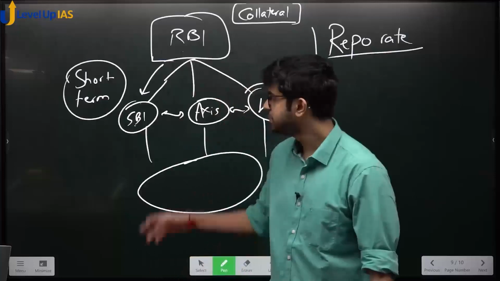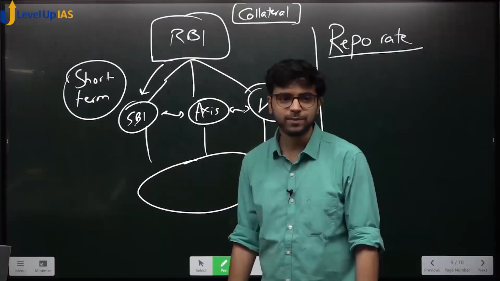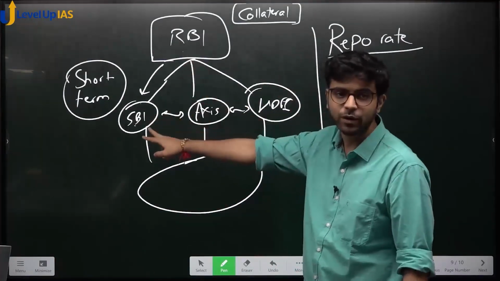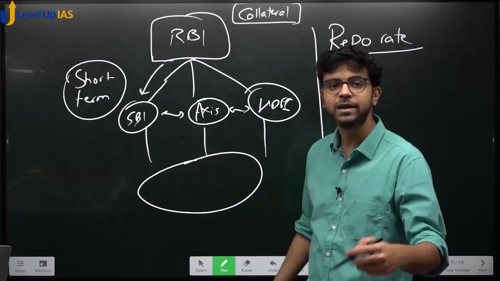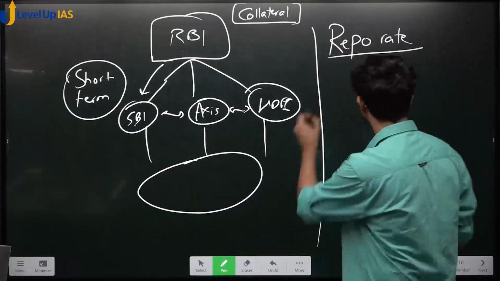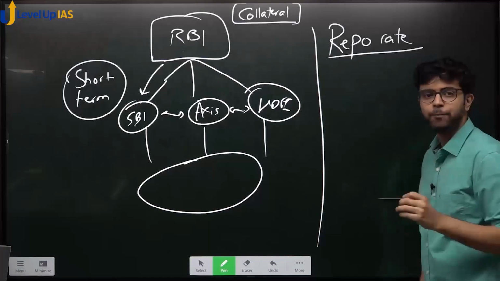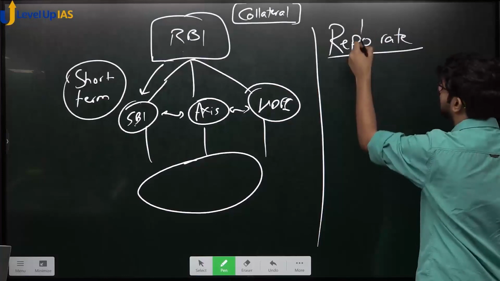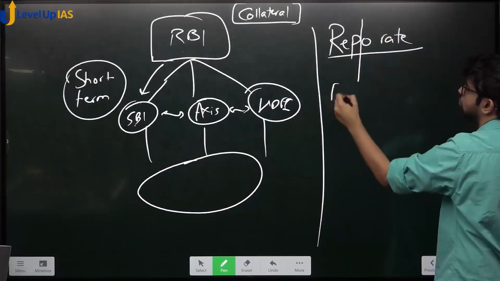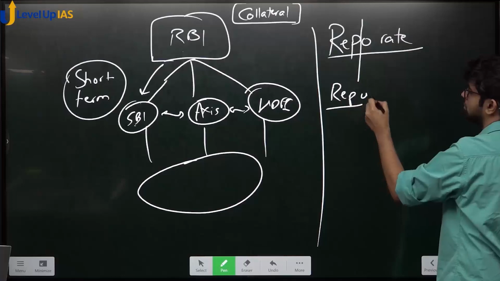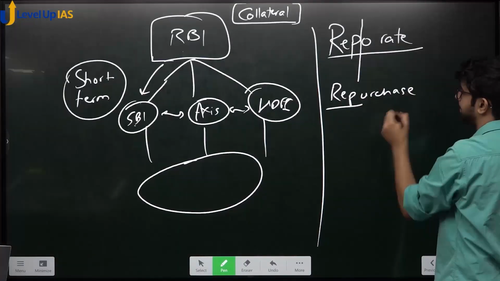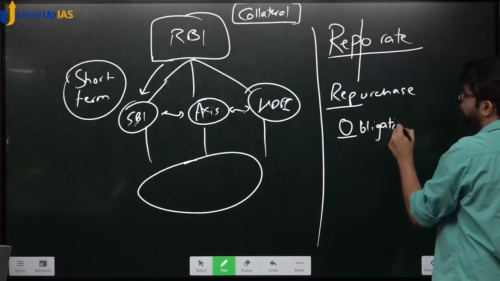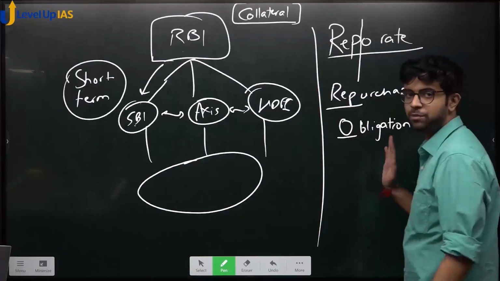Now my question is, do you think SBI will have to keep collateral with RBI? Yes. SBI has to keep collateral with RBI. Simple. The rate at which RBI gives money to SBI is called repo rate. Now let me tell you the meaning of repo rate. See, repo rate has a lot of different meanings in different books, but just think of it this way. You will find two or three more full forms of this, but this is the most apt.